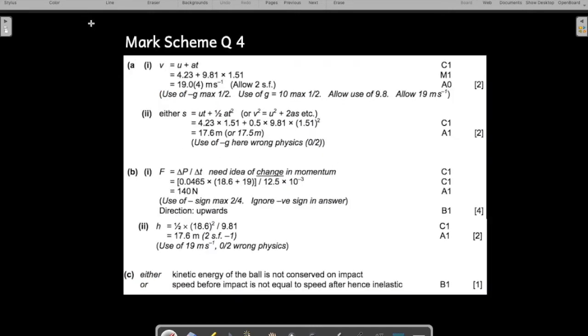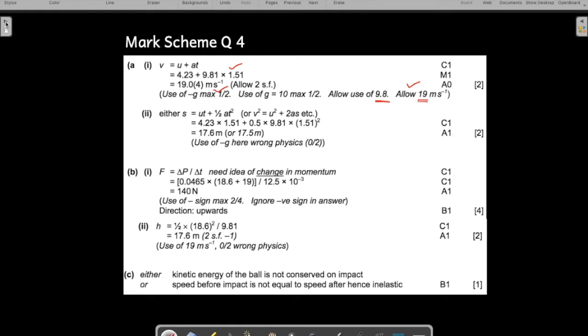Let's see how they are doing this question. Yes, they have also used the same formula, and the answer is 19.04, right? You can also write your answer as 19, that's allowed. You can use g as 9.8 or 9.81, that's also allowed. Alright, so that's how you do it.